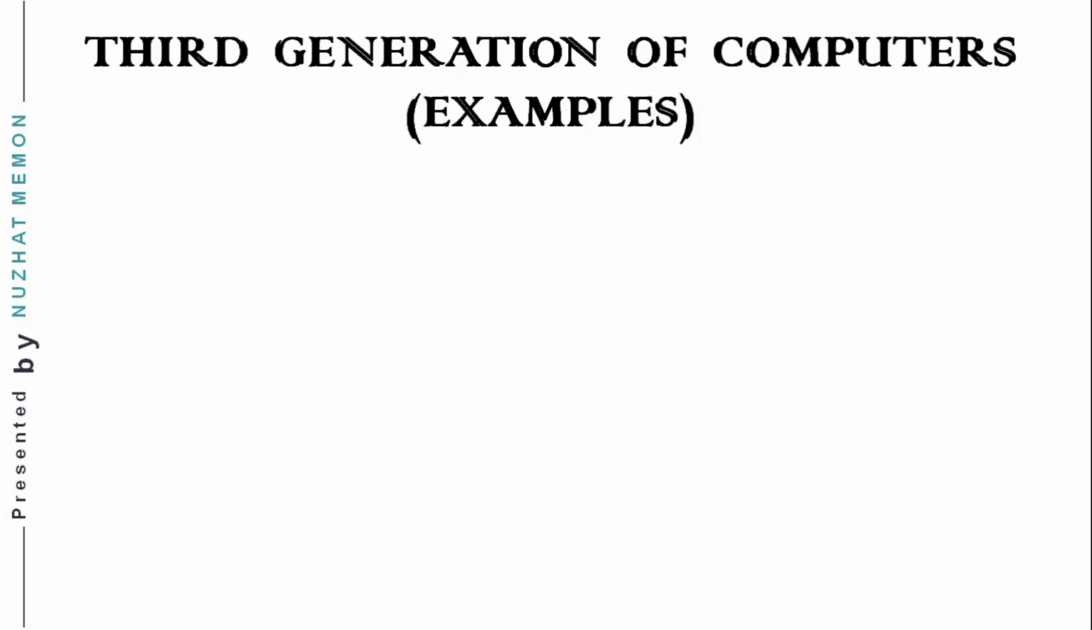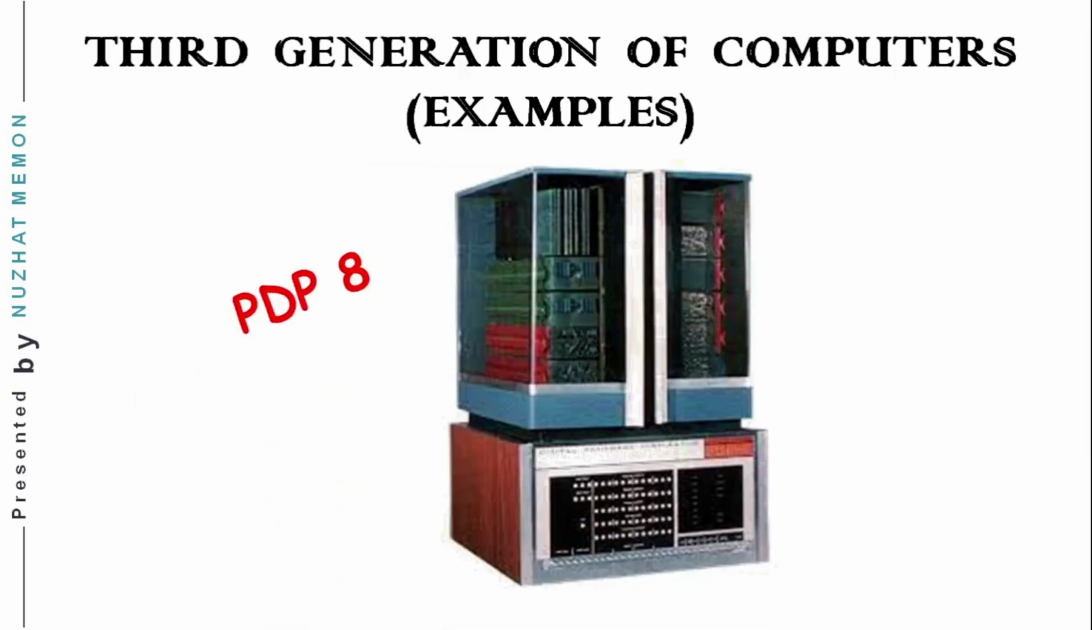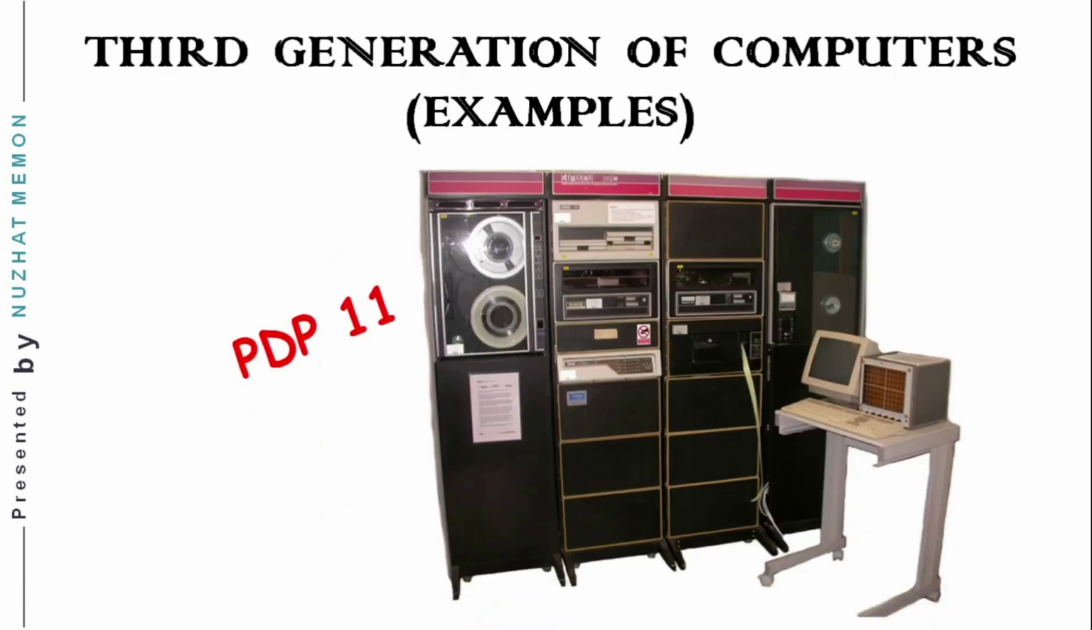So let's see the examples of third generation of computers. Examples of minicomputers in the third generation of computers are the IBM 360 series computer and the PDP series, that is PDP-8, PDP personal data processor, and PDP-11.